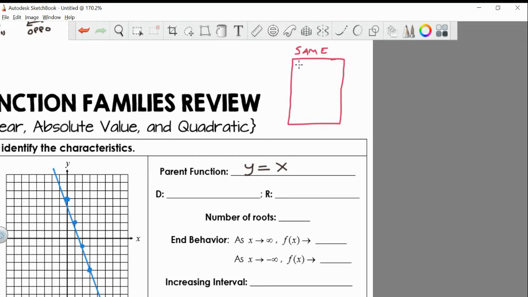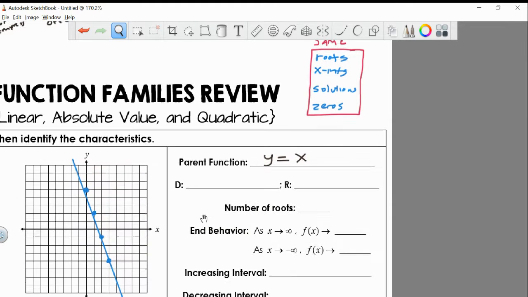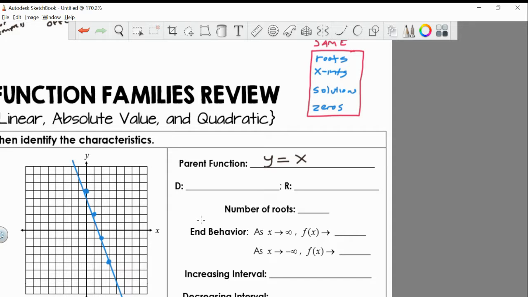Okay? You could have roots, which was the same thing as x-intercepts, which was the same thing as solutions, which was the same thing as zeros. And those 4 things are all the same. Okay, and so looking at this graph here, number of roots, I would probably think about this, maybe do one of these little swaps and say roots is the same thing as x-intercepts. So this is really asking us about x-intercepts.